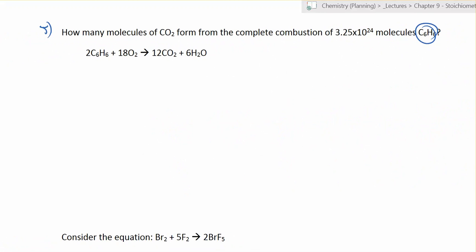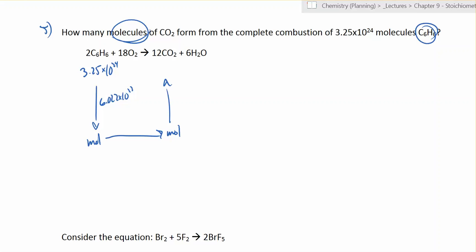Back to the question. We're combusting 3.25 times 10 to the 24 molecules of benzene. As has been the case all along, we need to get to moles so we can do a mole-to-mole ratio. Just like the above problem, let's use Avogadro's number to convert molecules to moles. Let's do a mole-to-mole ratio. Now the question reads how many molecules of CO2. So let's use Avogadro's number to go back to molecules.